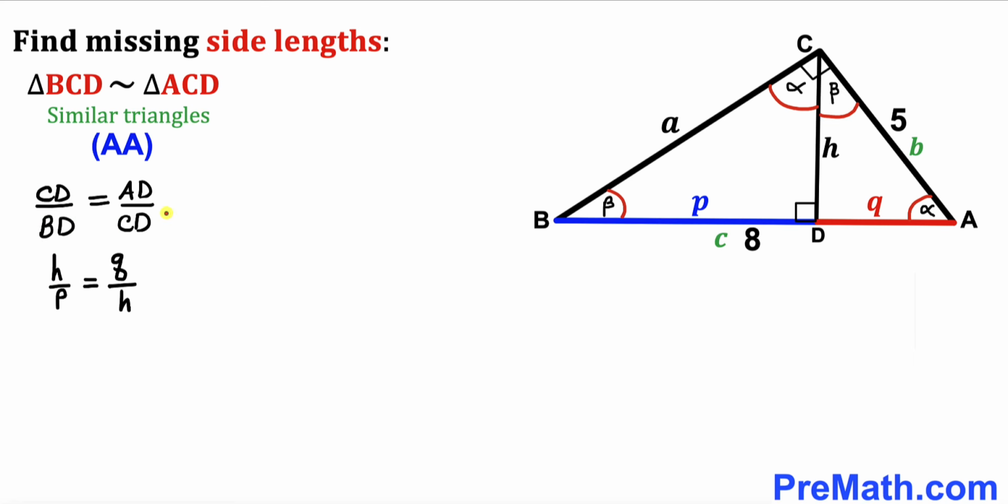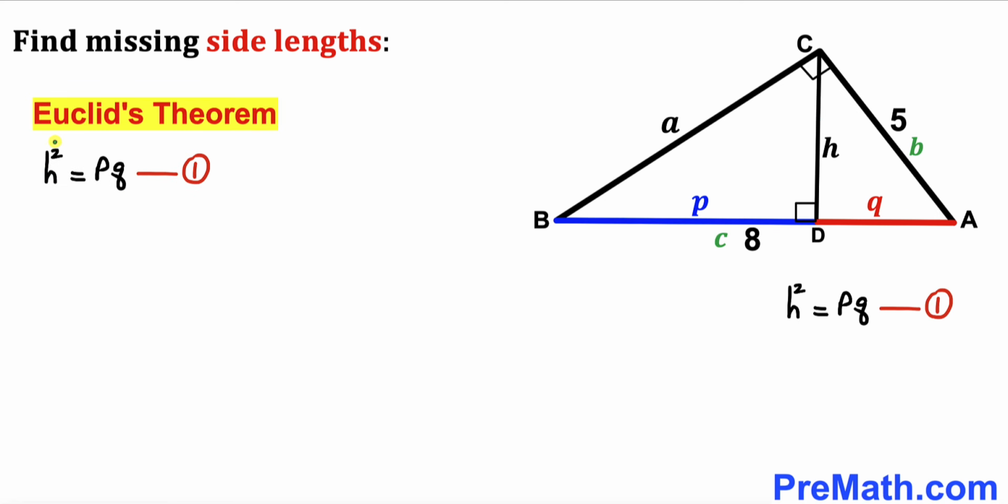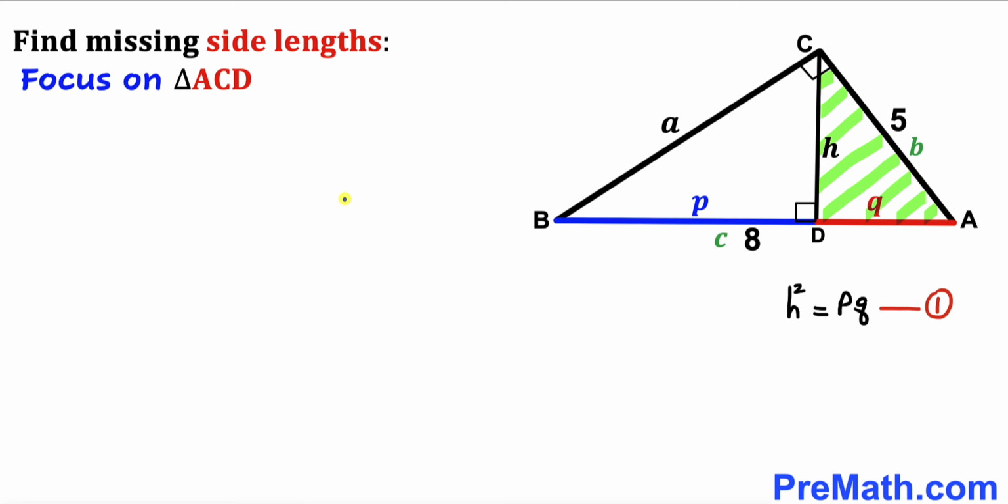Let me go ahead and cross multiply. So we are going to have h squared equals p times q. Let me label this our equation number 1. Please keep in mind that this relationship, h squared equals p times q, is called Euclid's theorem. And here's our next step.